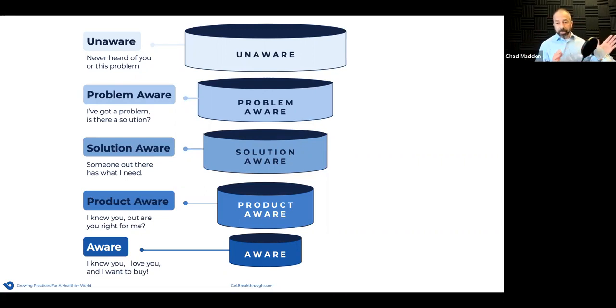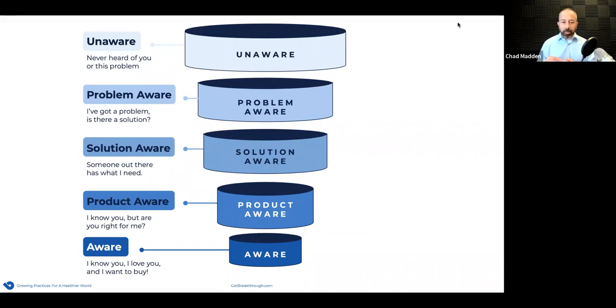And then on the other end of the spectrum, we have the unaware. These are people that have never heard of you, or they know that they have trouble reaching into the back seat of their car, but they don't know that they have rotator cuff impingement or something like that. And then there's a gradient of awareness levels. By the way, this is from an awesome book called Breakthrough Advertising by Eugene Schwartz. It's over 50 years old, but it still applies to what we're doing today.